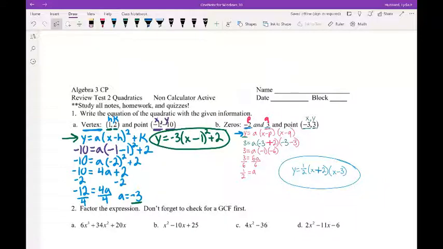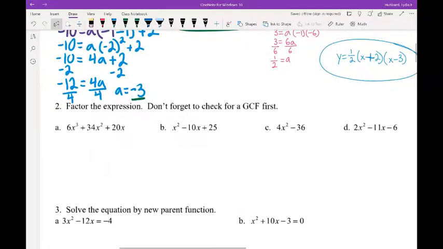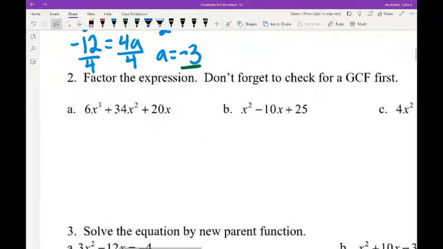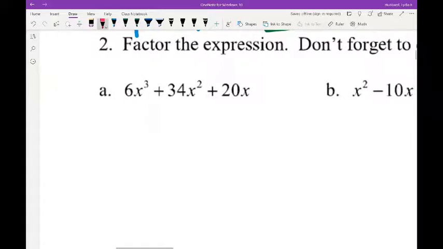And so those are our answers for those two. Moving on. Now we're going to factor each expression. And we always want to check for the greatest common factor first. So the first thing we look at in this first problem is, is there any number and/or variable I can take out of all three of these?